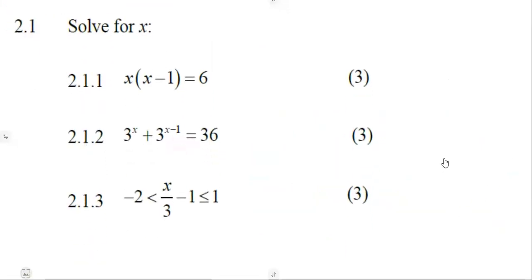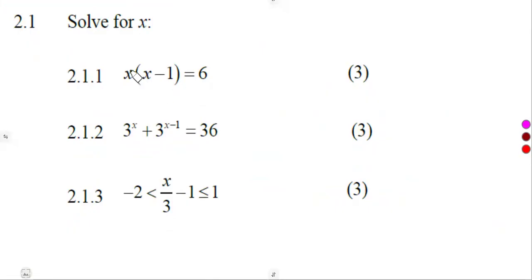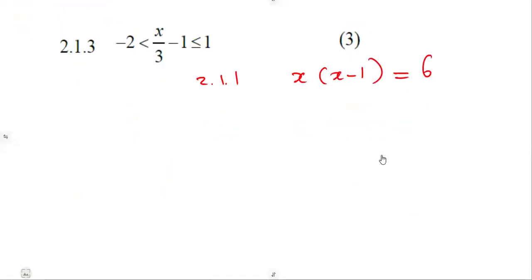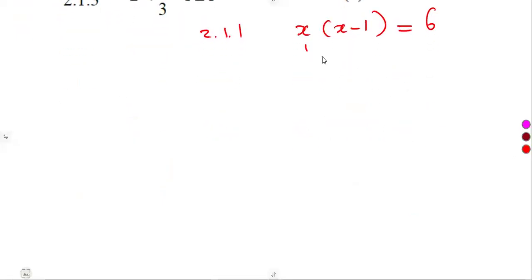Question number 2, solve for x. The first equation is basic, but not that basic, because some of us are tempted to solve this in a wrong way. Whenever you've got brackets, expand, then see the type of equation that you're going to have. Here, x into x minus 1 is equal to 6. Let us expand the brackets first: x times x is x squared, x times minus 1 is minus x, which is equal to 6.